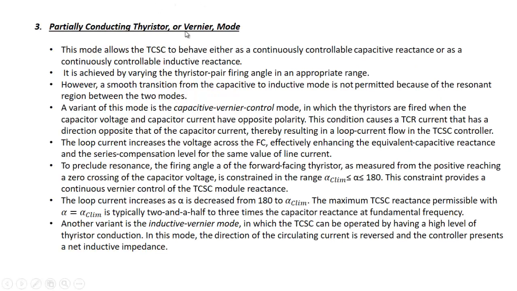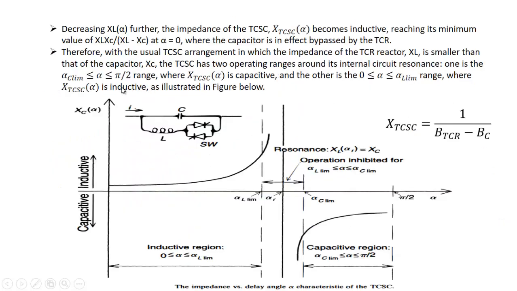Now, the partially conducting thyristor or vernier mode. In this case, alpha may be in between 0 and 90 degrees. This mode allows the TCSC to behave either as a continuously controlled capacitive reactance or as a continuously controlled inductive reactance. It is achieved by varying the thyristor pair firing angle in the appropriate range. However, a smooth transition from capacitive to inductive mode is not permitted because of the resonant region between the two modes. If we change alpha smoothly from 0 to 90 degrees, there will be a point where resonance occurs.